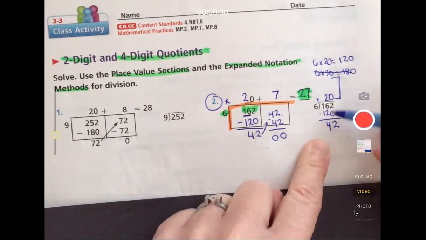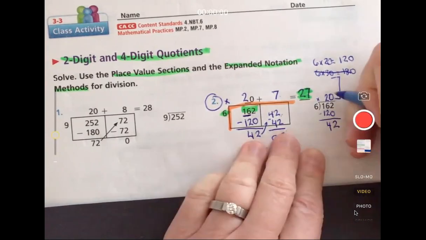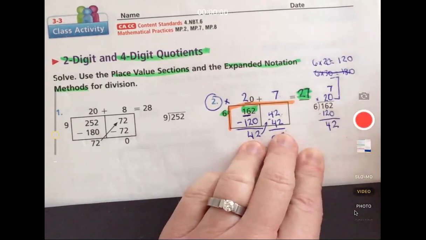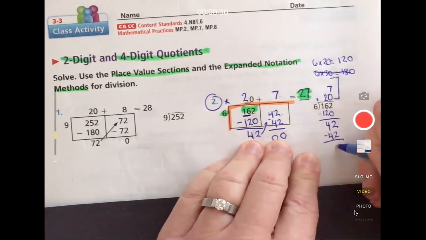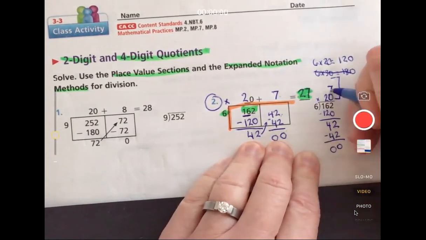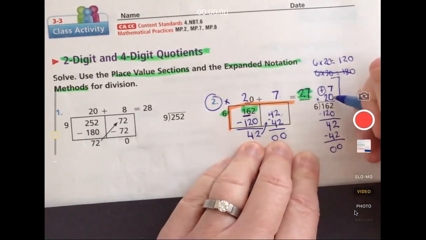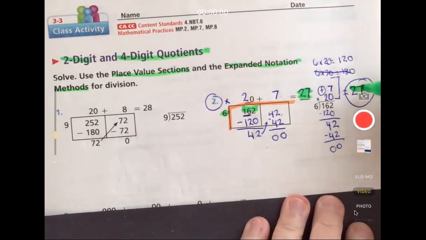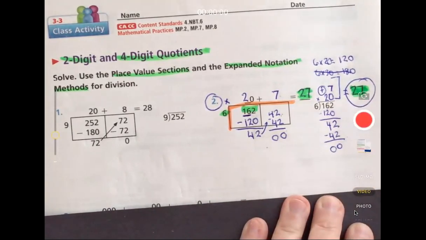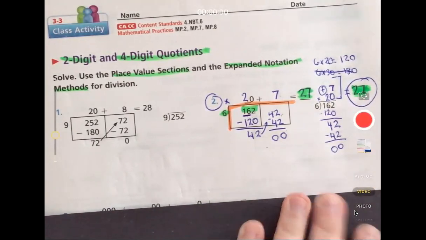We're left with 42, so we're saying 6 times what? One digit can get me really close to 42, and we already did that. We said it was 7. 7 times 6 is 42. We subtract, and there are no remainders. So again, now we're adding these 2 places. 20 plus 7 is 27. This, again, is our answer. Okay, so 27 is the missing factor.